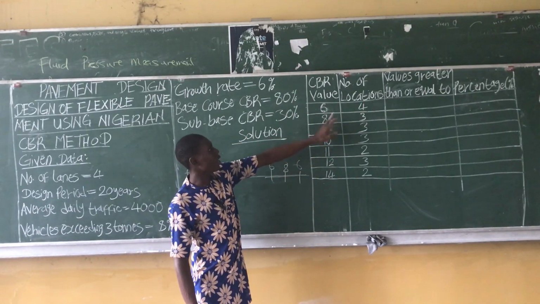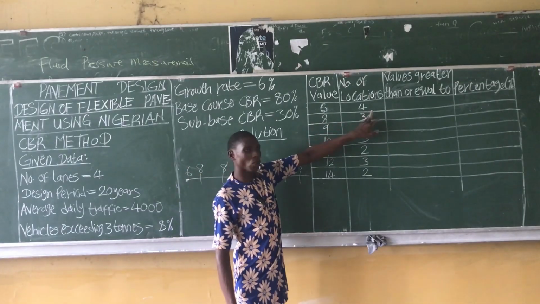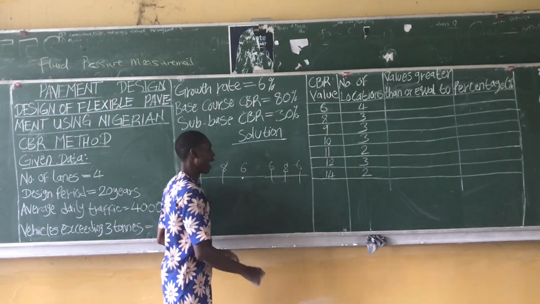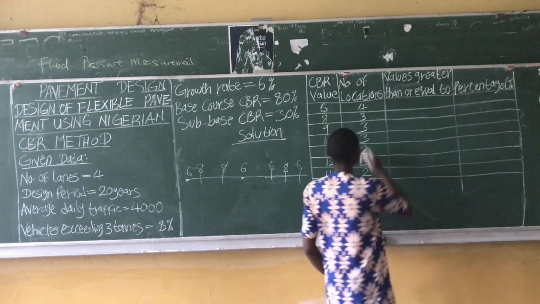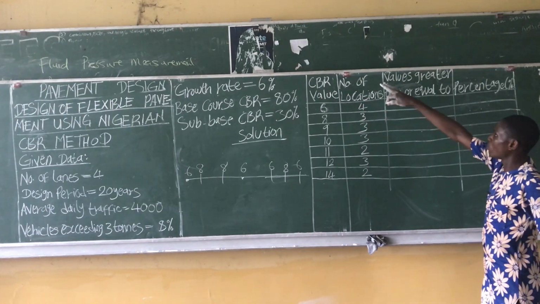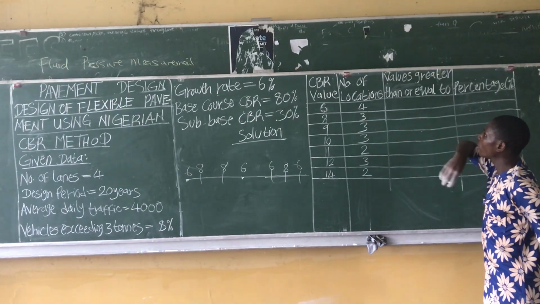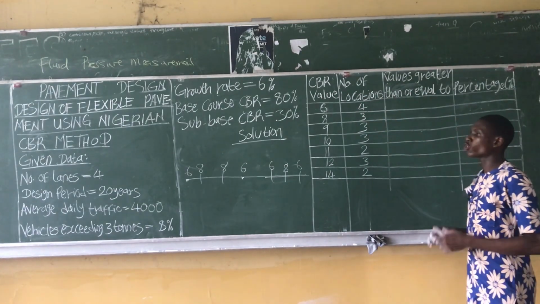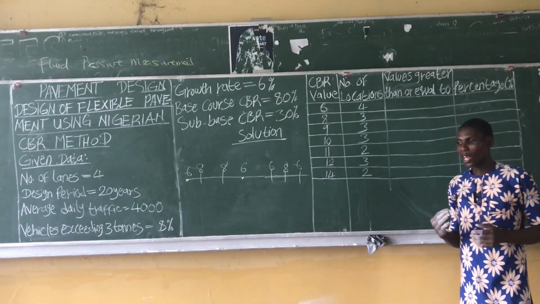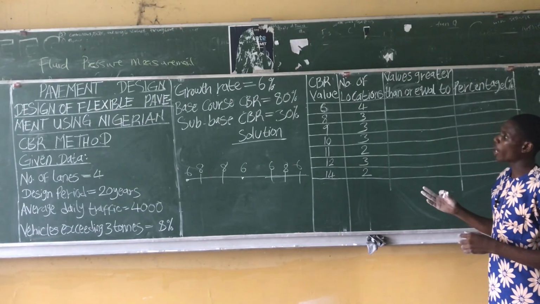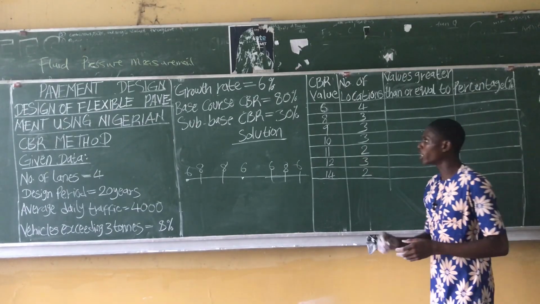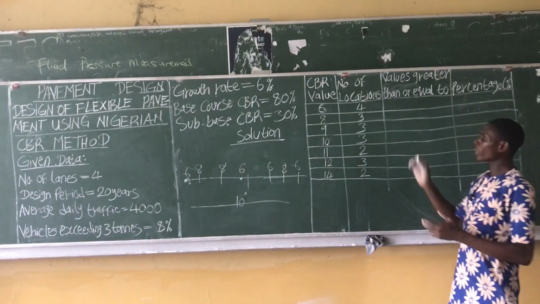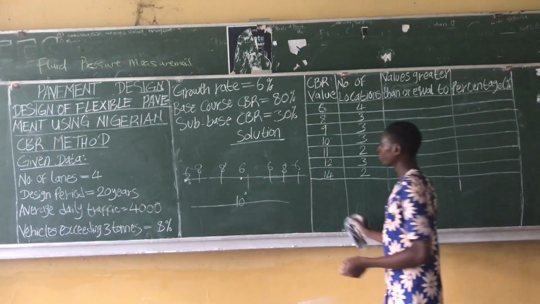We had a CBR value of 8% at 3 locations, and so on and so forth. So the first column will be our CBR value, and the next column will be our number of locations. We want to determine the value of our CBR that we'll be using for our subgrade. So back to this table, what's the first thing we do?